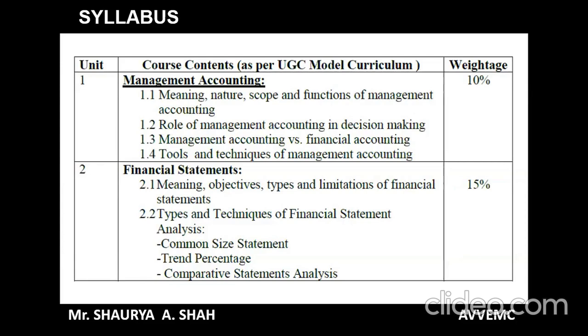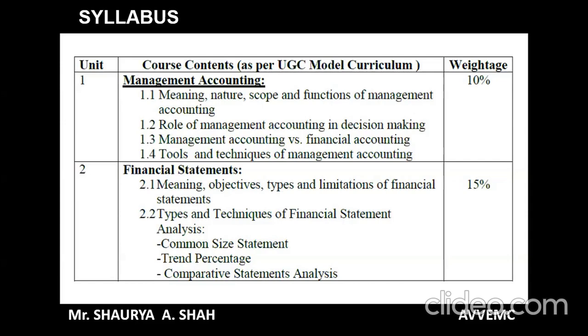So friends, beginning with the syllabus of your TYBCom Accounts Paper 6, the entire paper is divided into 4 units. Out of those 4 units, 2 are your practical units, we can say, and 2 are your theory chapters. Amongst that, the very first is your management accounting. It is a completely theory chapter. The weightage of that chapter is 10%. As you can see on your screen, the chapter consists of meaning, nature, scope, functions of management accounting, role of management accounting, and there is a comparison you need to study between management accounting and financial accounting. There are again various tools and techniques of management accounting.